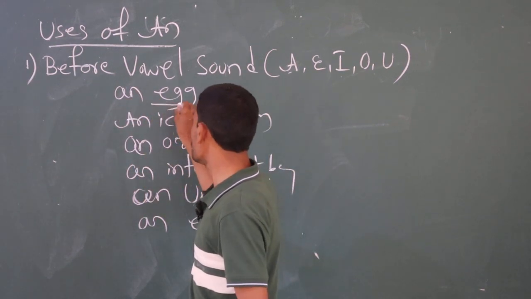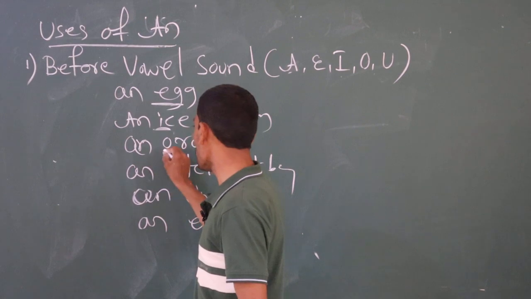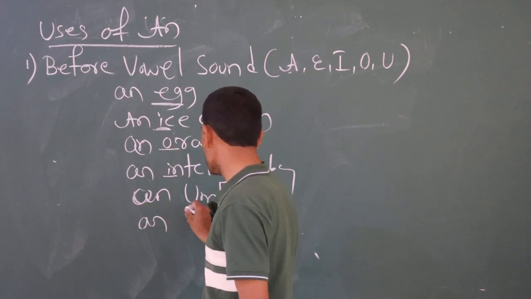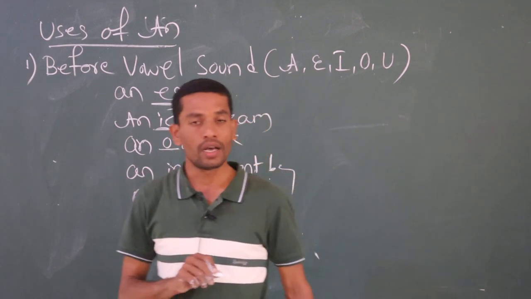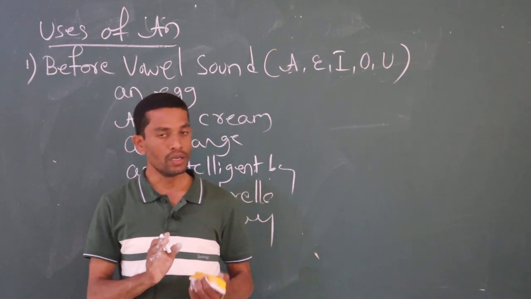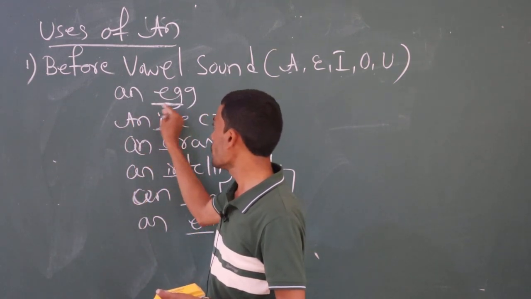So at that time we have to observe the first letter. Here also we have to observe the first letter, and here also. The first letter is a vowel. Before vowels we have to use an article.